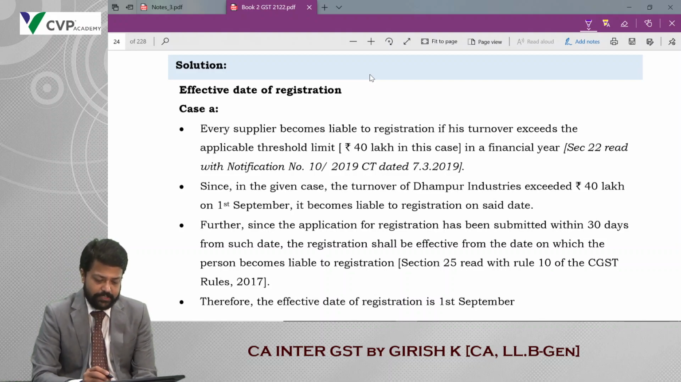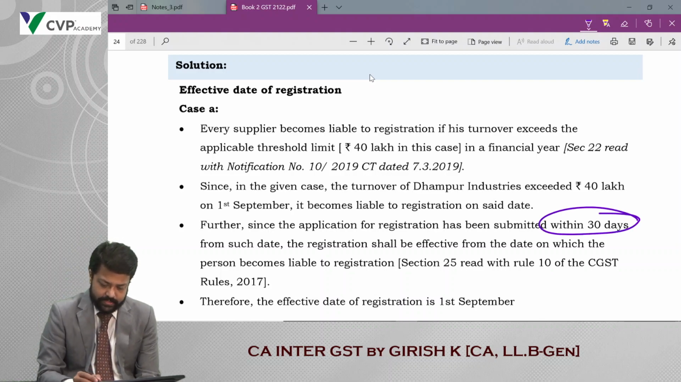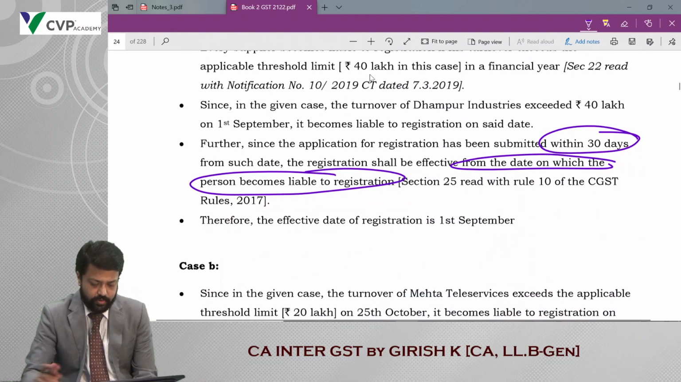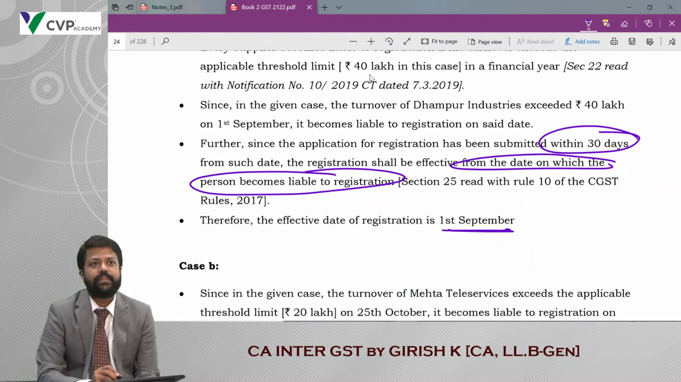So important aspects are within 30 days from the date on which a person becomes liable to registration. Therefore, the effective date of registration is 1st September.